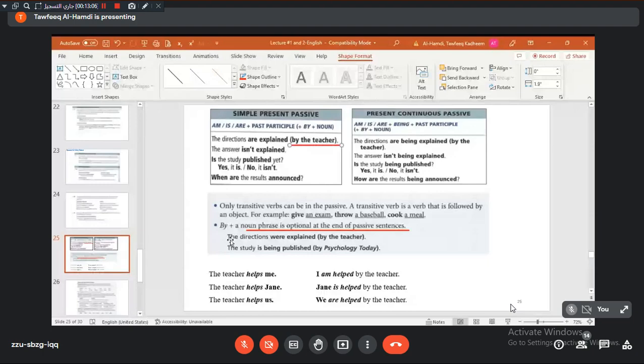Here are some extra examples to help you convert the active form into a passive form. Any questions, students?